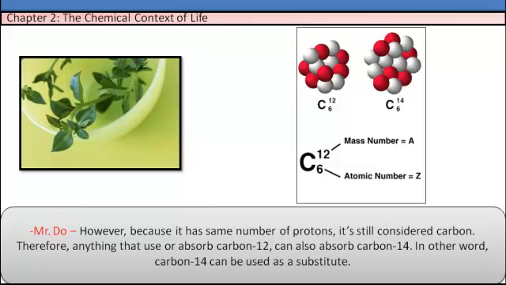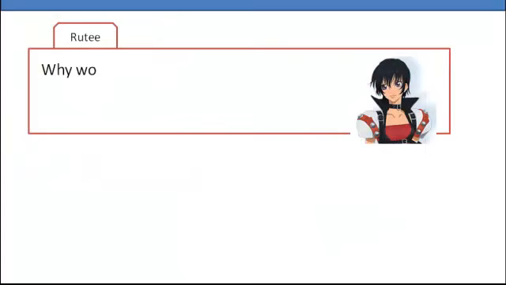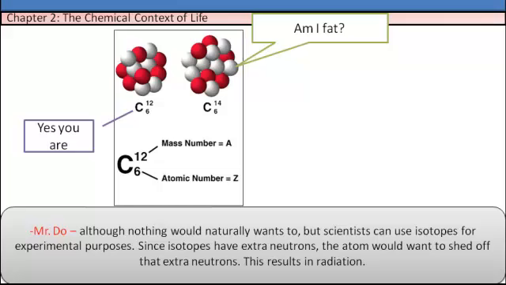However, because it has the same number of protons, it's still considered carbon. Therefore, anything that uses or absorbs carbon-12 can also absorb carbon-14. In other words, carbon-14 can be used as a substitute. Although nothing would naturally want to, scientists can use isotopes for experimental purposes.